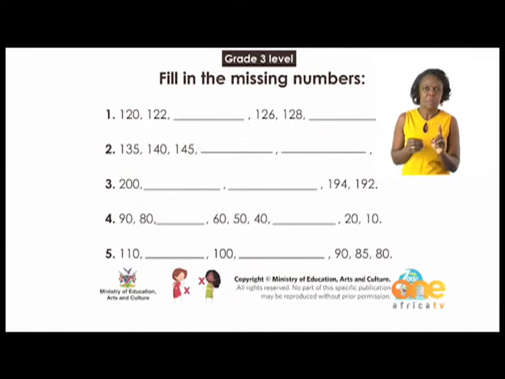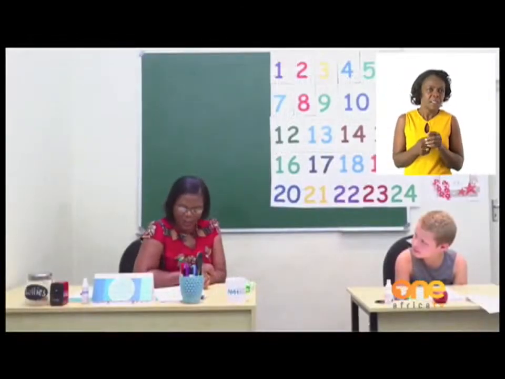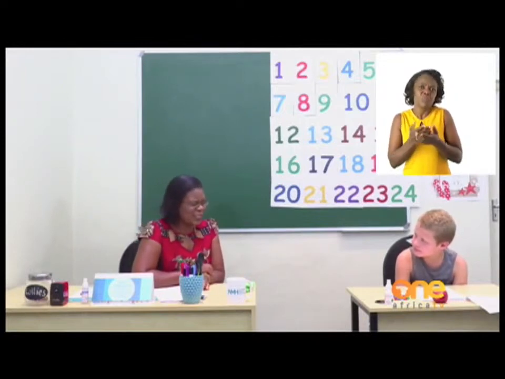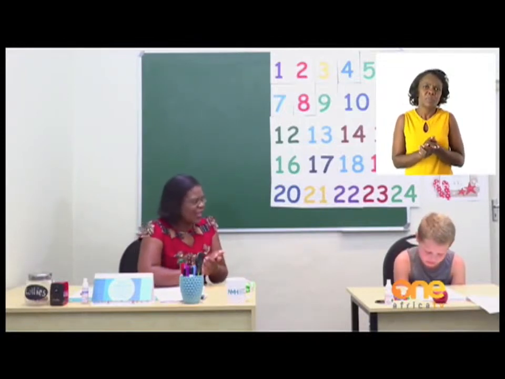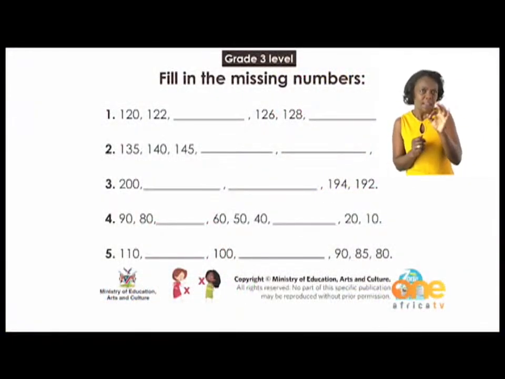Number 5, you start with the last 3 numbers. Number 80, 85, and 90. So in which number are they counting in? They are counting in 2 or in 5 or in 10. My friend here, can you just try to help me? What do you think they are counting in? They are counting from 80, 85, 90. What do you think they are counting in?